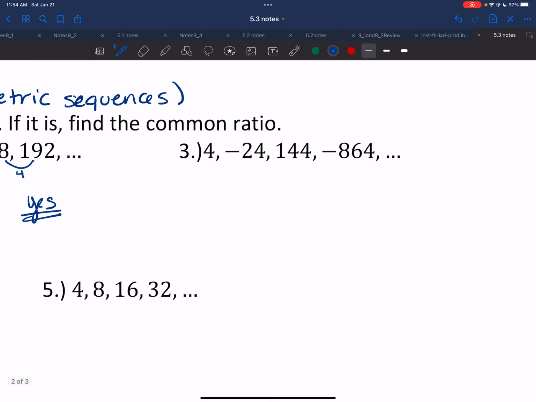Now looking at 3, we have negative 24 divided by 4. So I get negative 6. 144 divided by negative 24 is equal to negative 6, and so on. So yes, this is a geometric sequence, and my ratio is equal to negative 6.